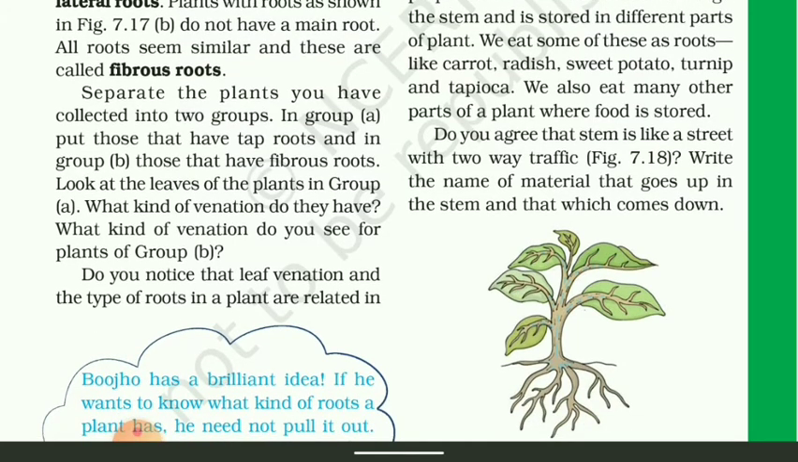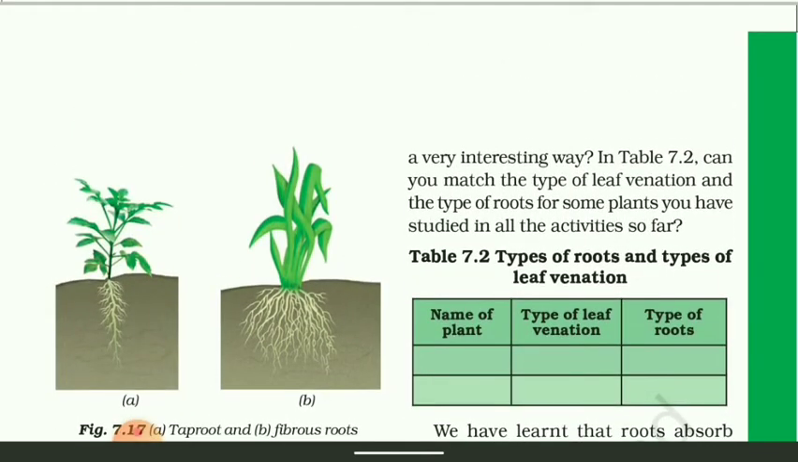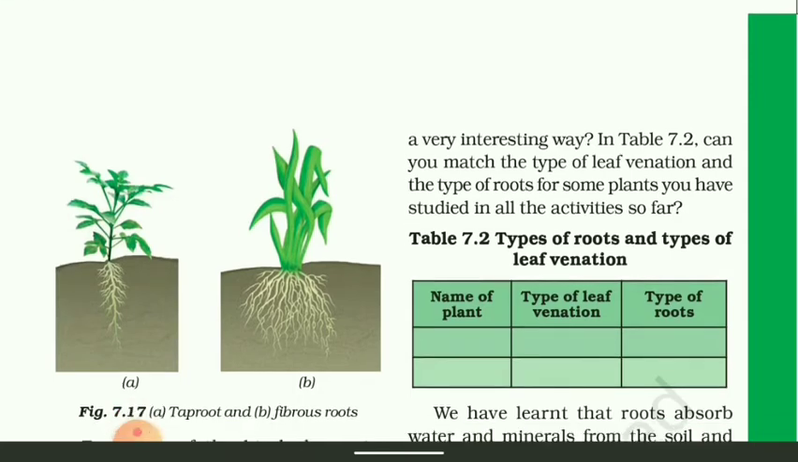Look at the leaves of the plants in group A. What kind of venation do they have? What kind of venation do you see for plants of group B? Do you notice that leaf venation and the type of roots in a plant are related in a very interesting way in table 7.2? Can you match the type of leaf venation and the type of roots for some plants you have studied in all the activities so far?